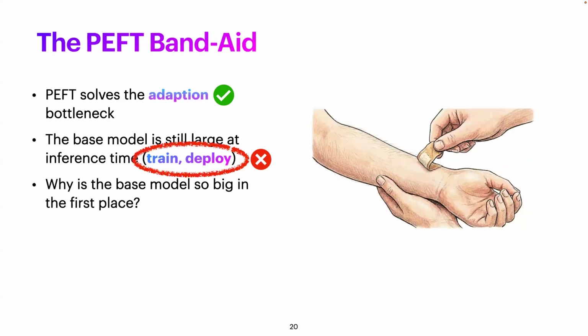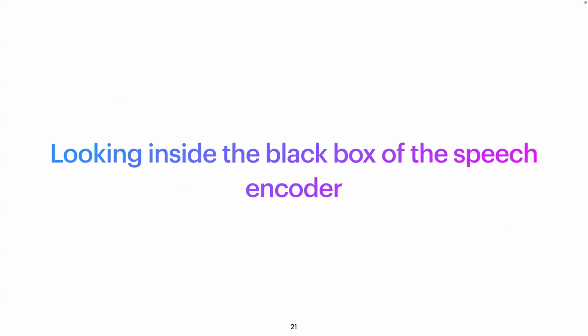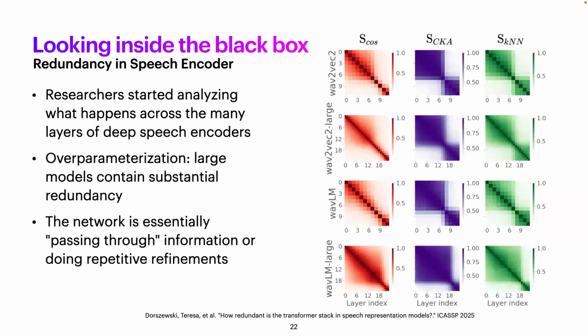So yeah, now we're gonna focus on that. To understand why they're so big and whether there is redundancy, we decided to look inside the black box of these speech encoders. And it turned out that we didn't have to do it. Some people did it before us, last year actually, at ICASSP, and they analyzed what happens depending on the layers.